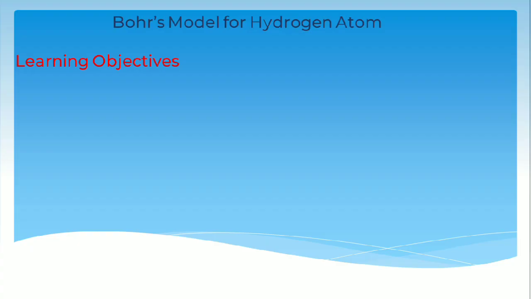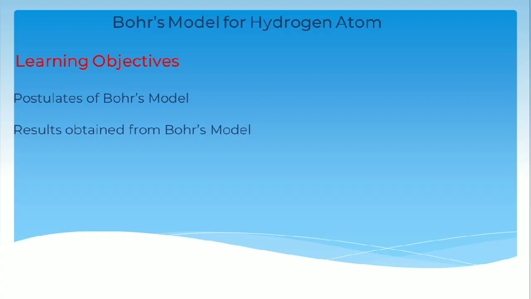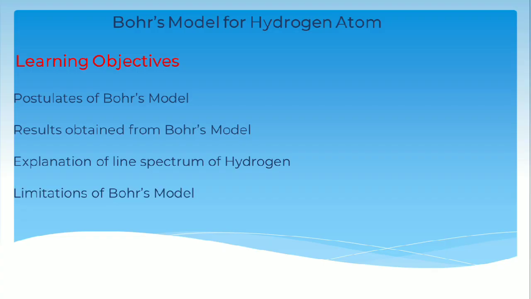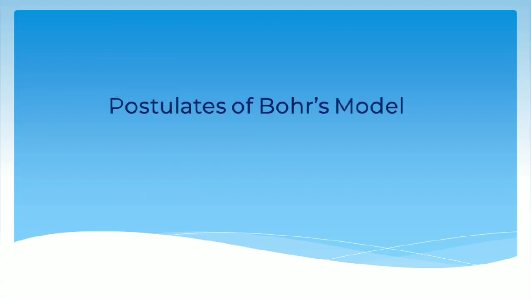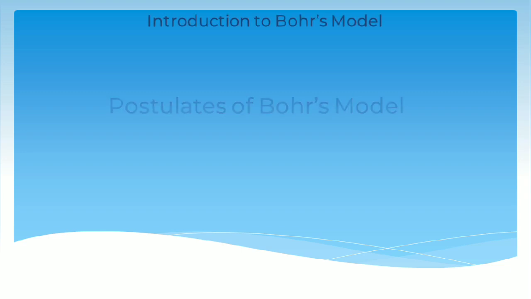In this Bohr's model for the hydrogen atom, the learning objectives are: postulates of Bohr's model, results obtained from Bohr's model, explanation of the line spectrum of hydrogen, and limitations of Bohr's model. First, we will discuss the postulates of Bohr's model. Introduction to Bohr's model.